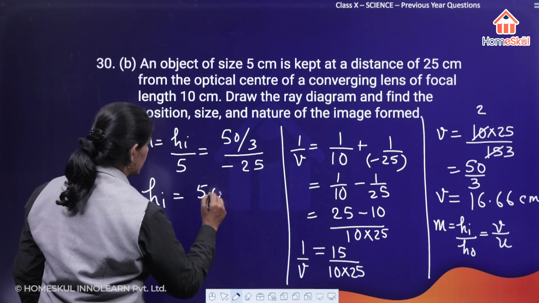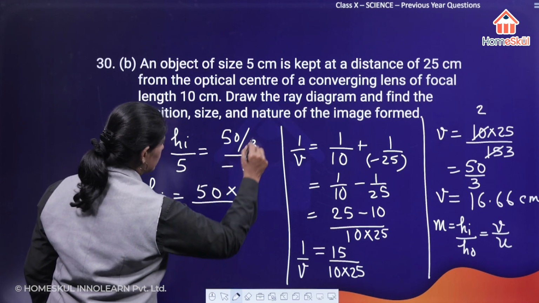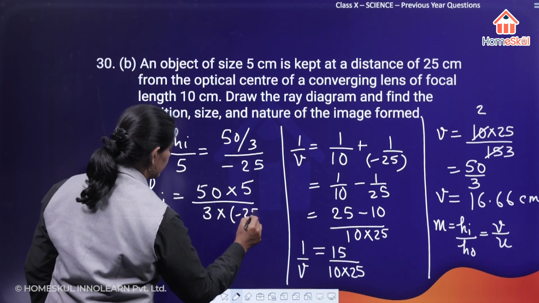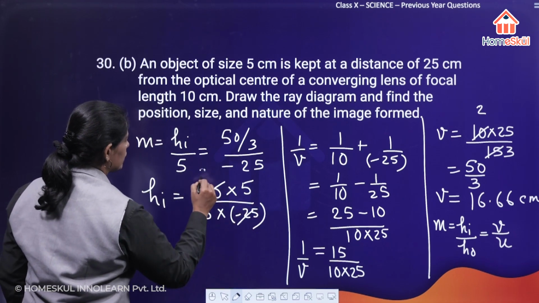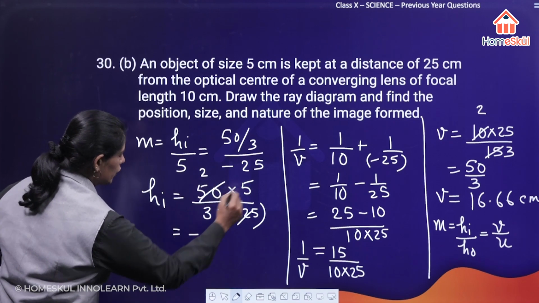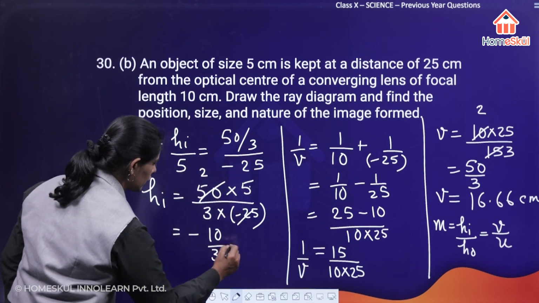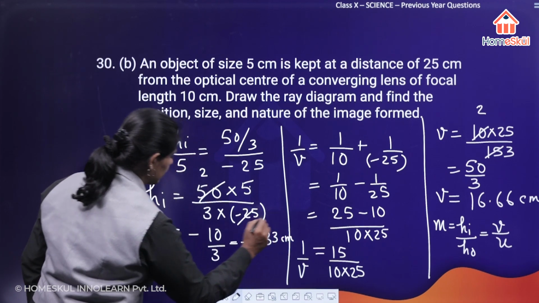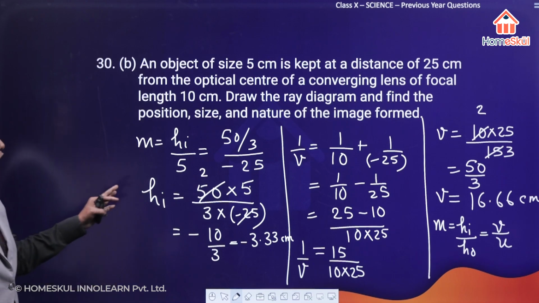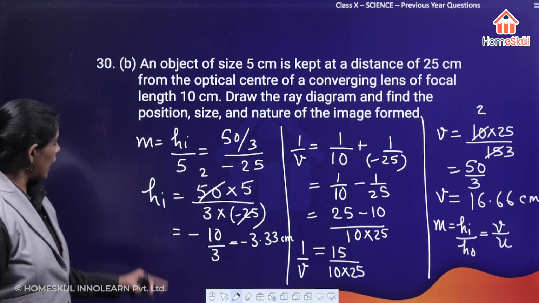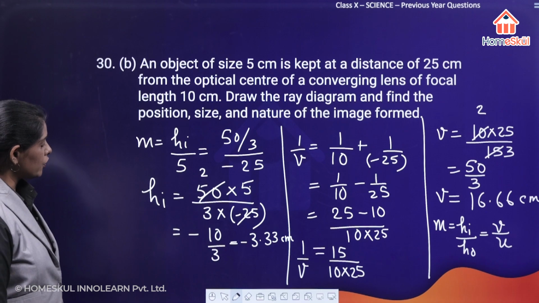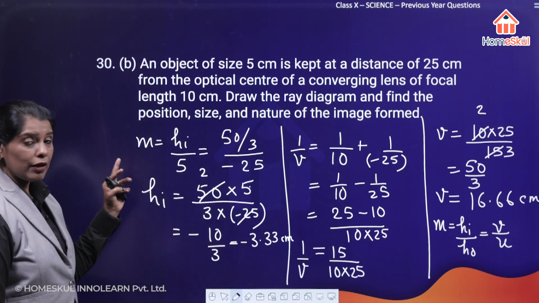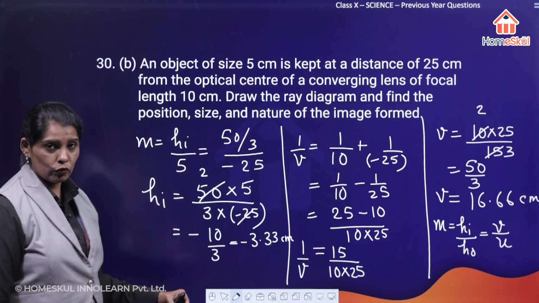Solving for HI, what we get? We get it as 50 into, cross multiplying, 5 will be taken to the other side, 3 into minus 25. 25 2 times is 50. So, we get it as 2 into 5, 10 by 3, which gives you the answer as minus 3.33 centimeter approximately. Okay. So, we have already got the value of V as well as the value of HI, and here the negative sign indicates that the image formed is real and inverted.